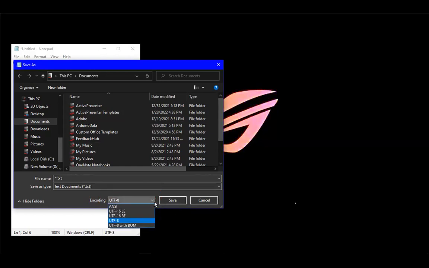Okay, now you can see ANSI. ANSI is a character representation. UTF-16 is 16-bit Unicode. It has two versions, Little Endian and Big Endian. So we don't have that, right? Don't worry, we don't have to learn that.